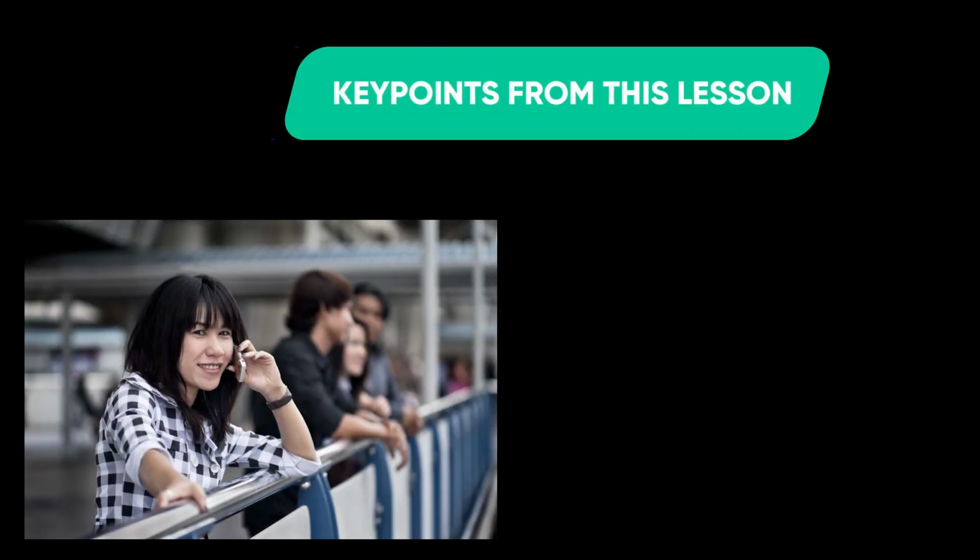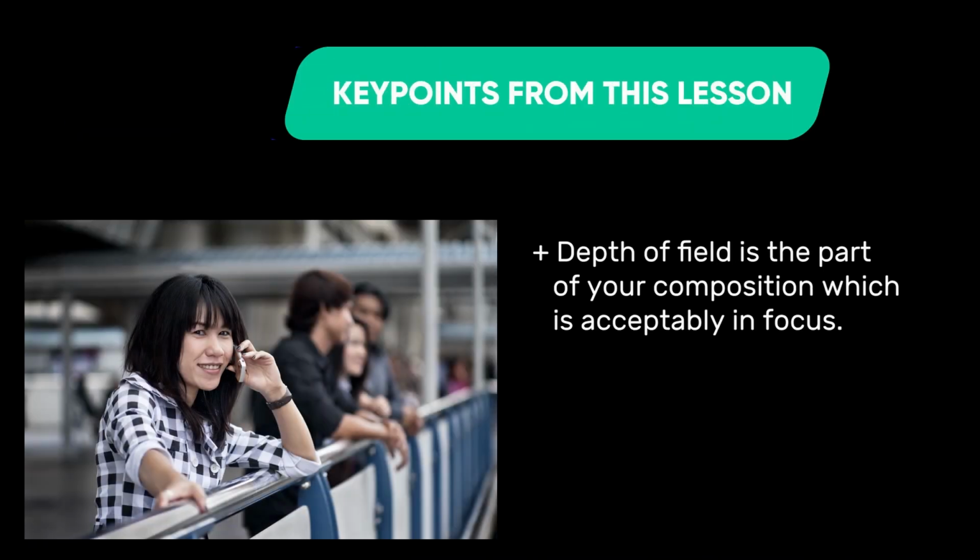This exercise will help you see how each setting and lens affects the depth of field in your photos. It's an important creative aspect of photography to understand and to be able to control it well. Key points for this lesson are: depth of field is the part of your composition which is acceptably in focus.